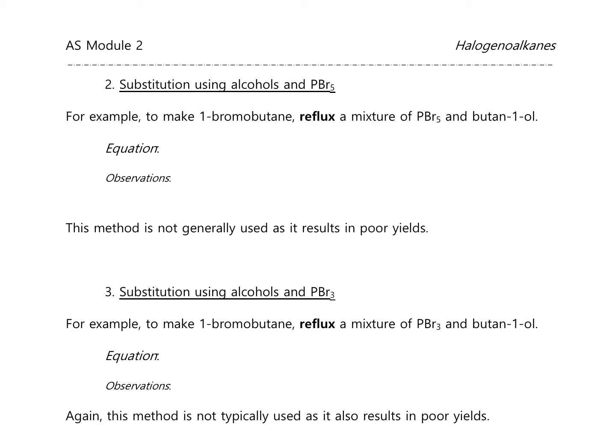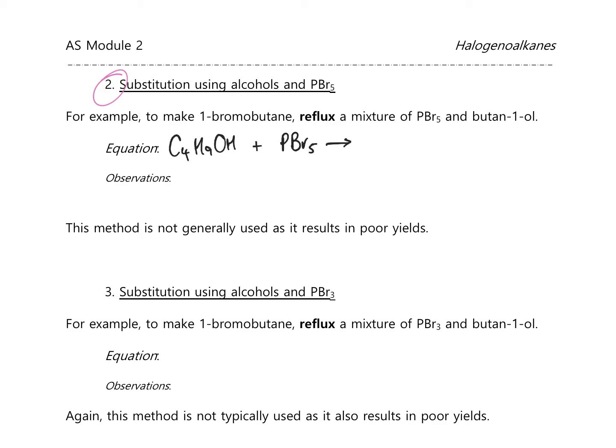So the second method of preparing halogenoalkanes is by substitution using alcohols and phosphorus pentabromide, or if we wanted to make the chloride, we could do phosphorus pentachloride. This method's not as common because it doesn't give us a very good yield. But we could make 1-bromobutane this way, and we start again with the alcohol, but rather than reacting it with hydrogen bromide like we did in our big practical method, we're reacting it with phosphorus pentabromide.